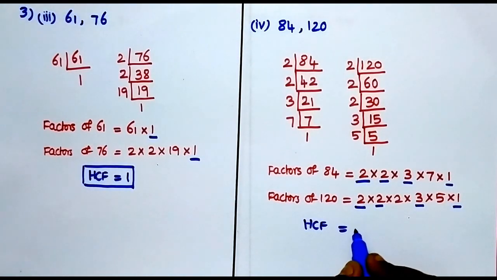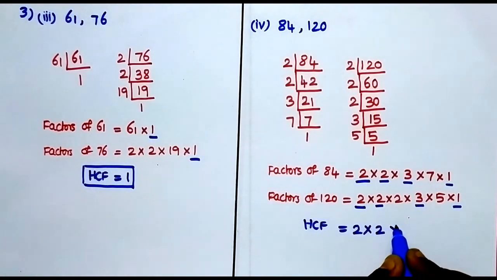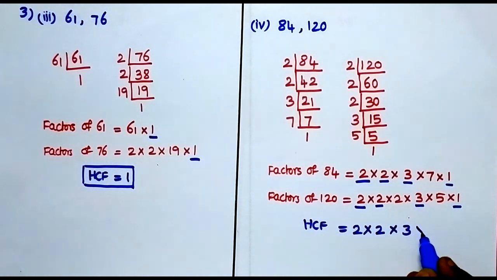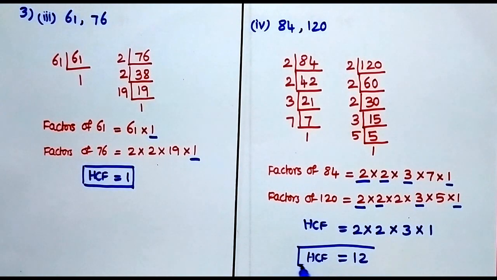Now the common factors are 2. Again 1, 2. Here also 3, 3. And then 1. 2 2s are 4. 4 3s are 12. 12 into 1, 12. So HCF equal to 12. That is the answer.